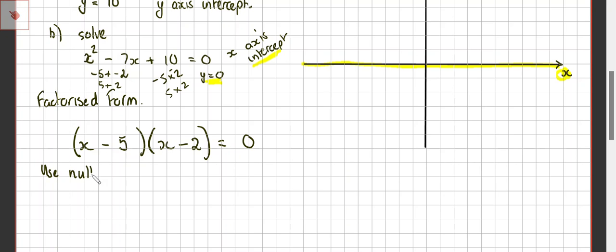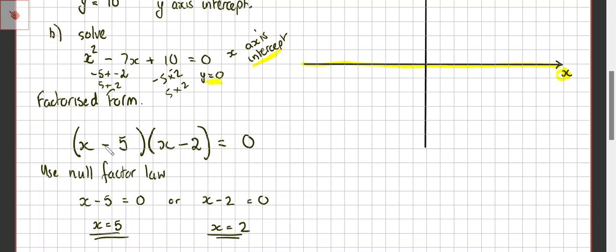Use the null factor law. What's the null factor law? If two things multiply to make 0, then each one must equal 0. So we've got x minus 5 has to equal 0, or x minus 2 has to equal 0. So what's the answer? What minus 5 makes 0? 5. So x equals 5, and on this one, x has to equal 2. All right. So there's my solutions.